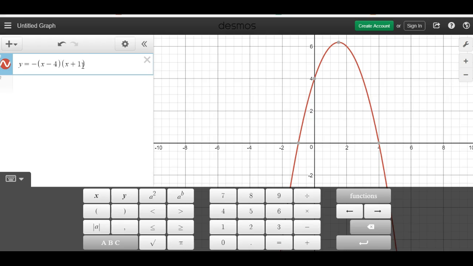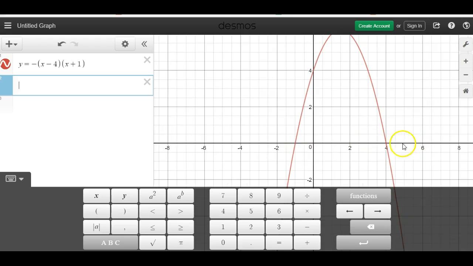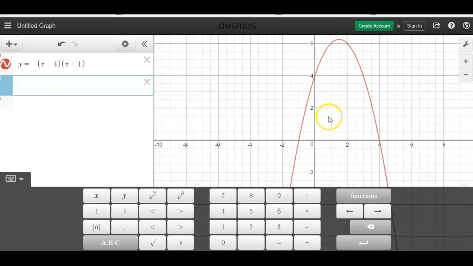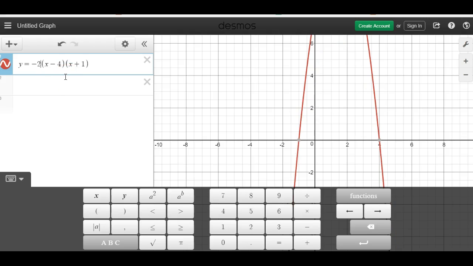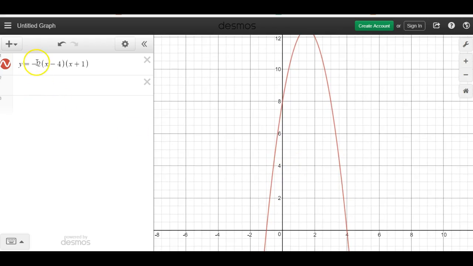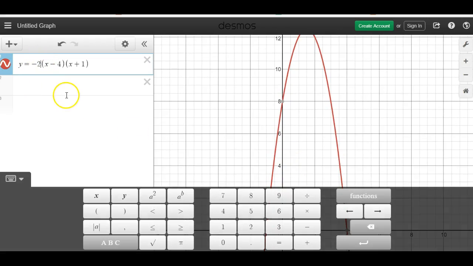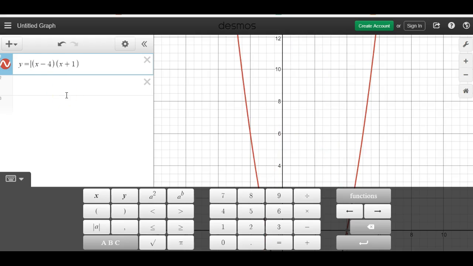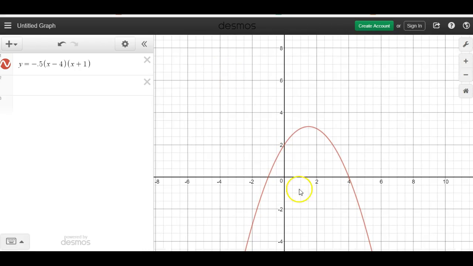As I put that together in there, you can see this function is graphed. Furthermore, you can see the zeros are at positive 4 and negative 1, and you can also see that it opens down. Again, if we switch this, let's try putting a 2 in there. That's just going to make it taller. If I put a negative 0.5 in there, watch what happens. That seemed to make it shorter.